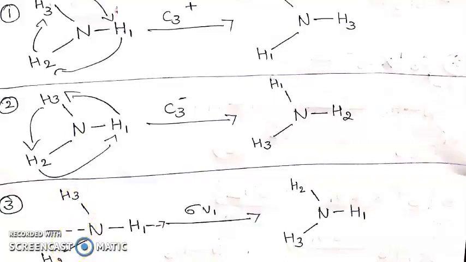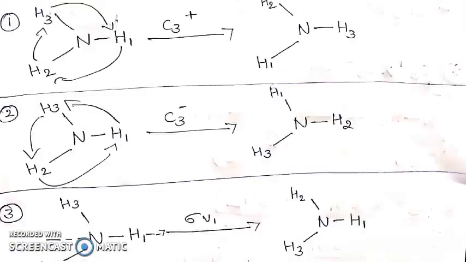These are mirror images of each other. Therefore, these atoms will interchange. The third hydrogen atom and the second hydrogen atom will interchange. We'll get this molecule after the sigma V1 operation.